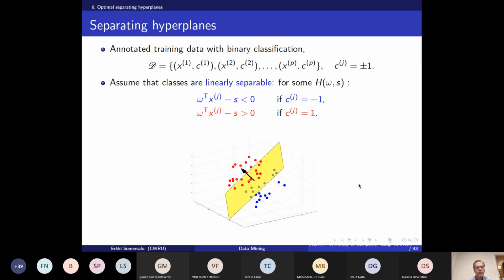And so presumably your data, as a first approximation, is linearly separable, so that you can find a hyperplane which is neatly separating the data in those two classes. The question, of course, is to find this hyperplane. And once you have the hyperplane, you can classify any vector by simply checking on which side of this hyperplane the data point with unknown annotation lies.